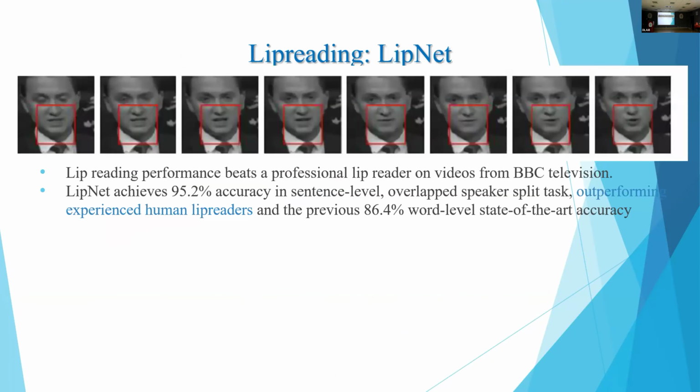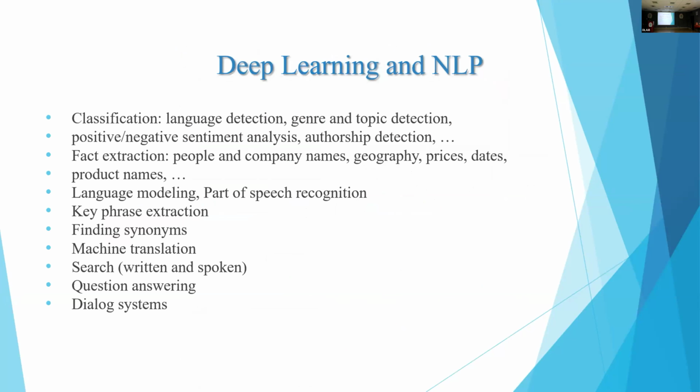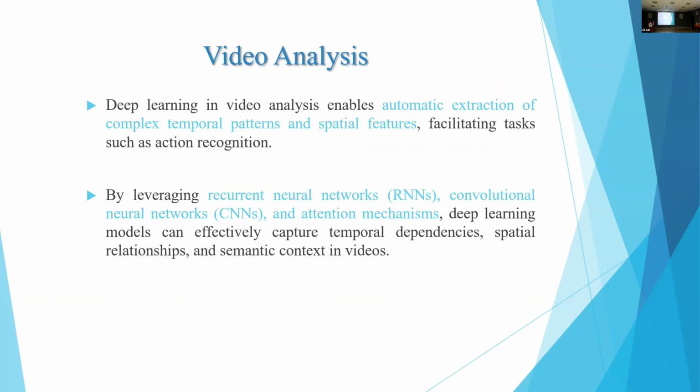Image annotation, lip reading, text generation, smart reply. Nowadays, you also get smart reply in your mobile as a response. And deep learning and NLP together has done a lot in different arenas: question answering, dialogue system, machine translation. In video analytics also, not only images, not only text, deep learning has given its footprint into video processing.